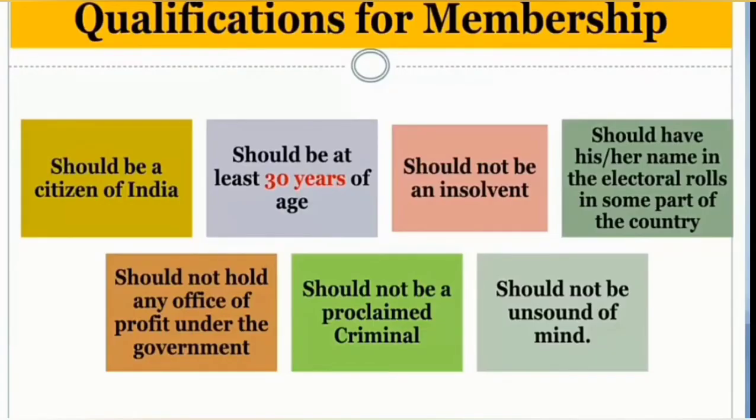Then qualification of membership. In order to be chosen a member of the Rajya Sabha, a person must be a citizen of India. This is the foremost thing. He should be at least 30 years of age, should not be an insolvent, should have his or her name in the electoral rolls in some part of the country, and should not hold any office of profit under the government. This means that he should not be a government employee, should not be a proclaimed criminal, and should not be of unsound mind.